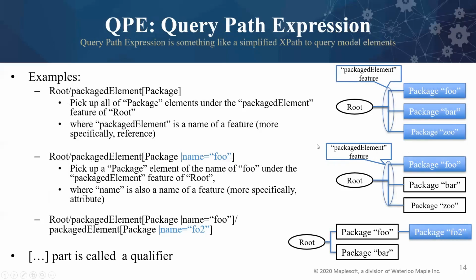Consider my model is something like this, what we see here on the right. I have a root, and within my root, I have three packages called foo, bar, and zoo. So these are the three packages in my root. The way I'm going to structure my query is root, which is a keyword for the whole model, slash package element package. These root, package, and element are all defined by the SysML core, and this query is much more specific to Teamwork Cloud.